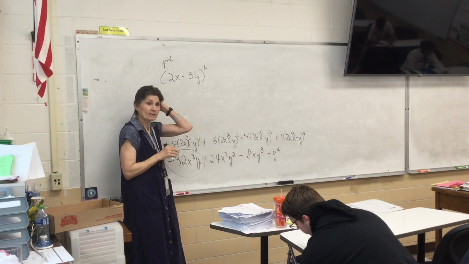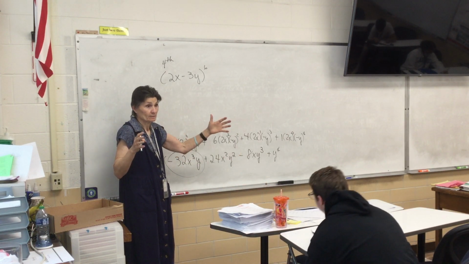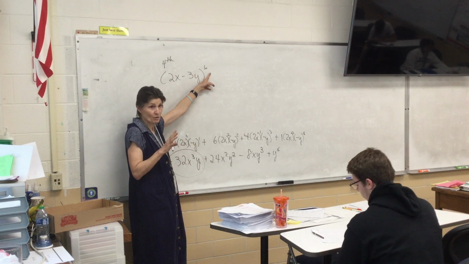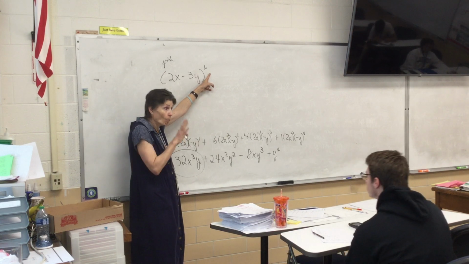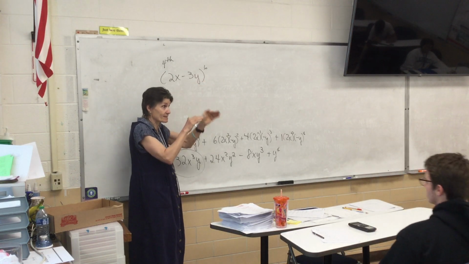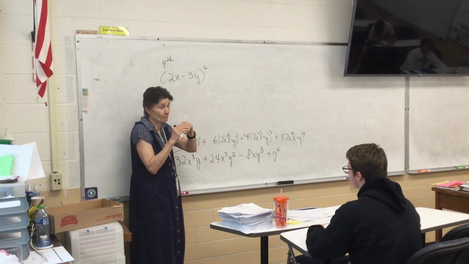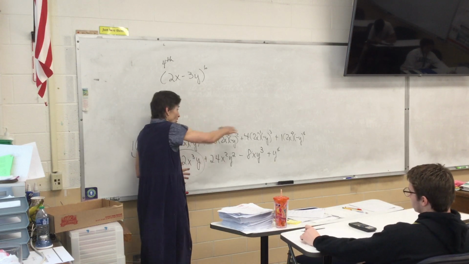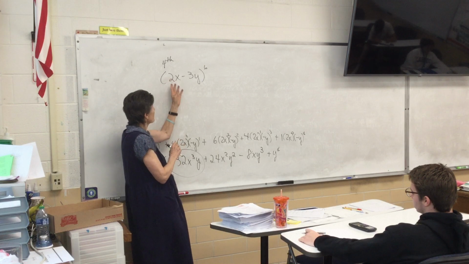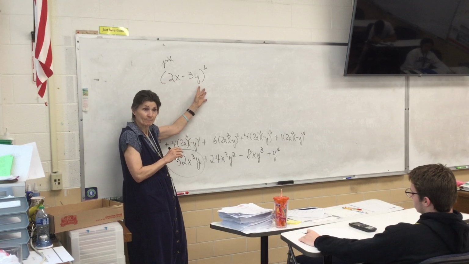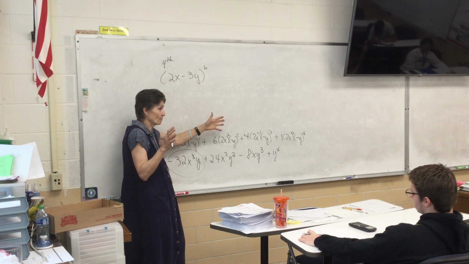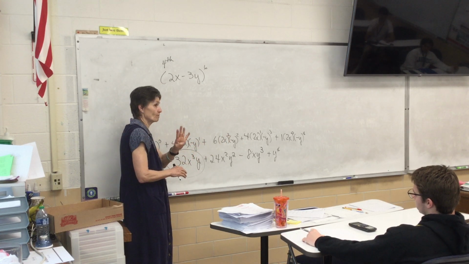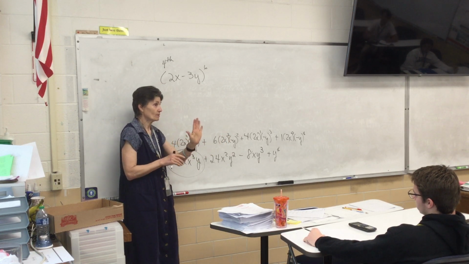Now, if you were expanding the whole thing, you would go to the 6th row of Pascal's triangle, or you would use the 6C numbers, right? And then next to each of those numbers, you write out all the numbers, and next to each of them, you'd have a 2x and a negative 3y, and then you put the powers on. I don't want all of it. I want the 4th term.